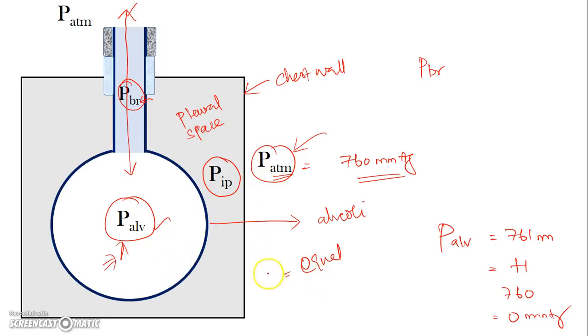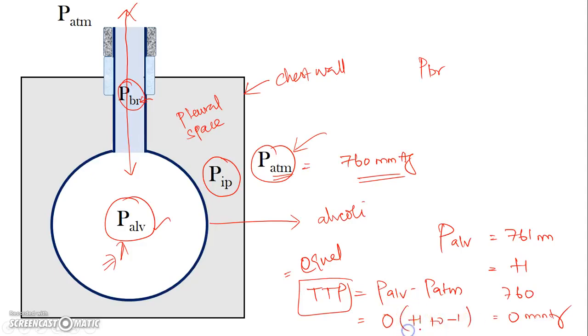Now, the difference between the two pressures is called the transthoracic pressure. That is, it is equal to the alveolar pressure minus the atmospheric pressure. It is 0 at equilibrium, but whenever a change happens, like during inspiration or expiration, it varies from +1 to -1 during tidal respiration.